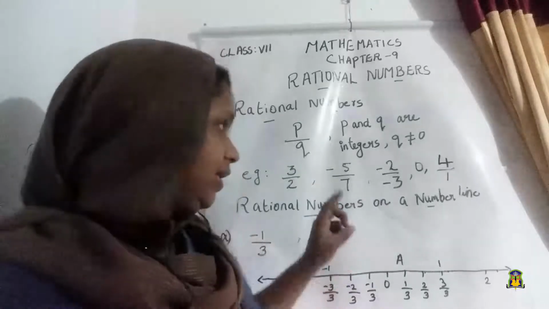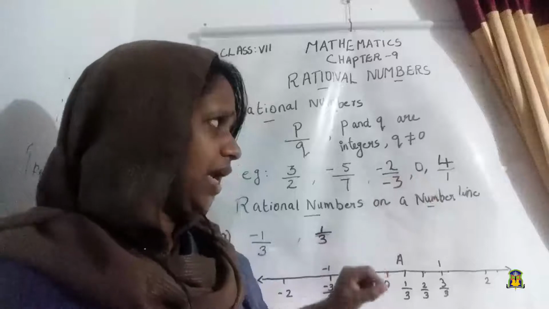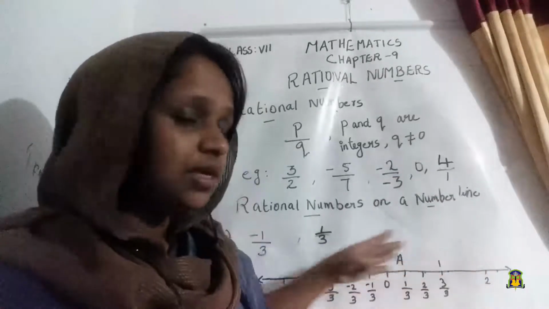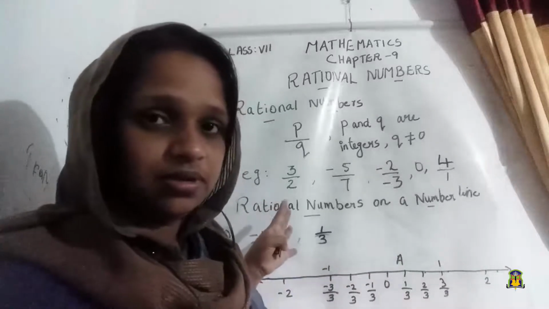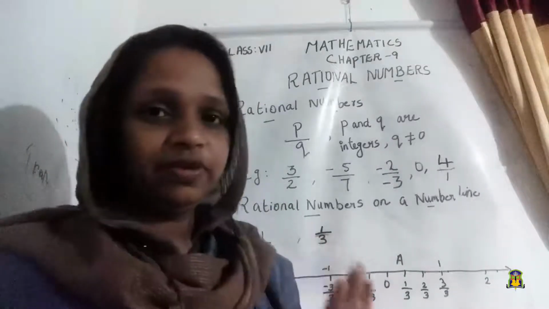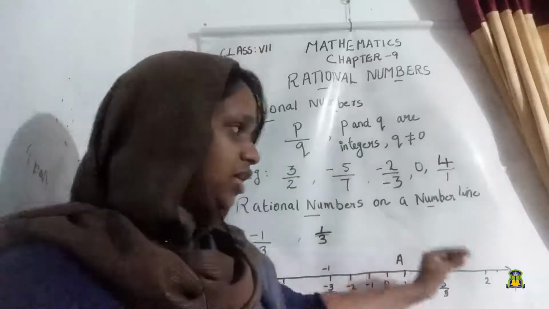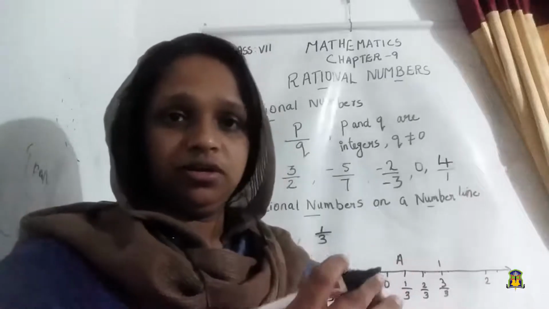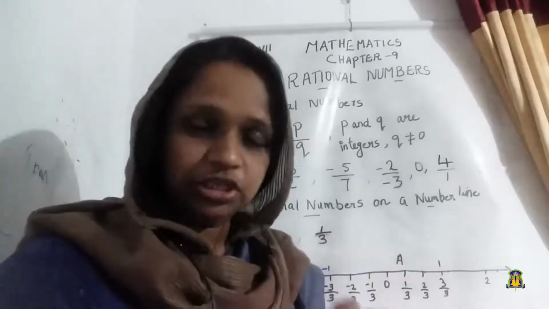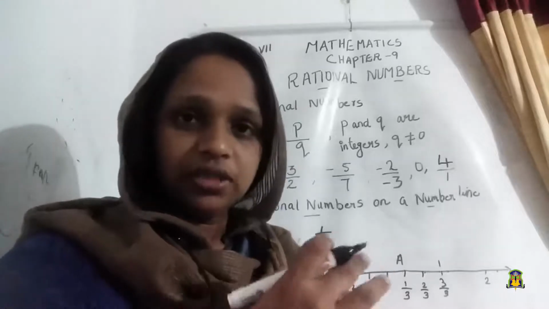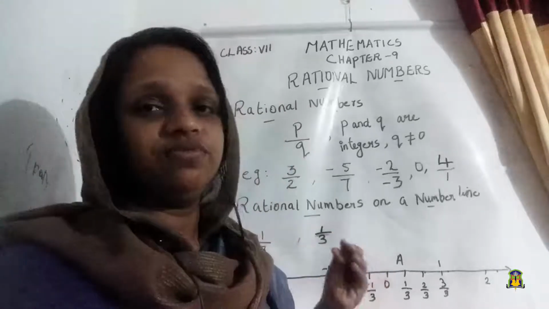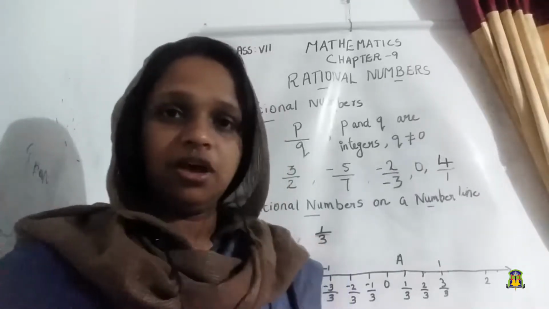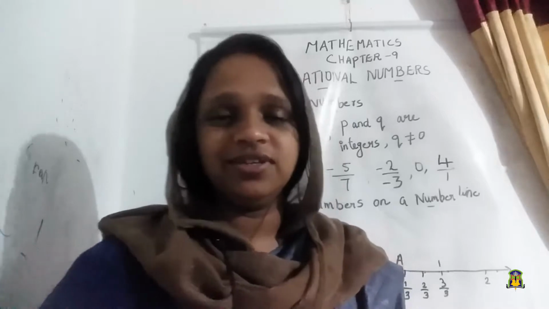Okay, students. Then rational numbers on a number line. First we mark 0 here. Then to the right side are positive numbers, and to the left side negative numbers. This way we represent rational numbers on a number line. Rational numbers include natural numbers or counting numbers, then integers as well as fractions. Altogether we call them what? Rational numbers. Okay, students. Hope you all understood. Thank you.